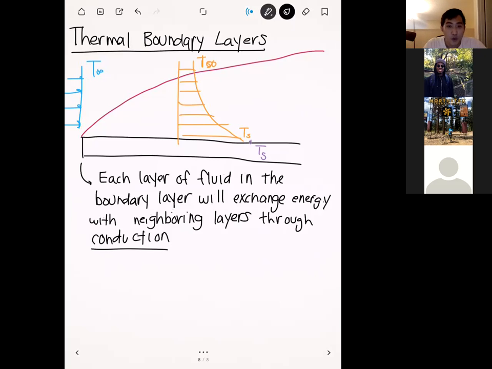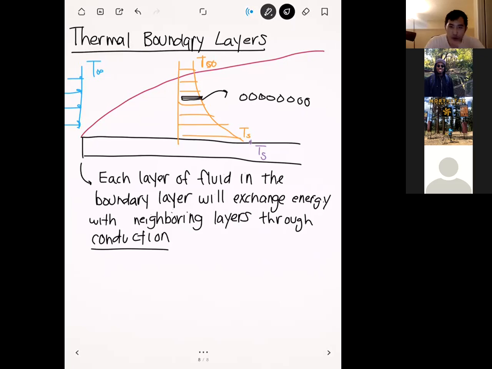Because remember what conduction is. Conduction is the transfer of energy, or the heat transfer, within a stationary medium. Even though I know we have a moving fluid here on top, if we look at just a microscopic layer, if you look at just this layer of fluid particles right here, what you have are two layers of particles that basically look like this.